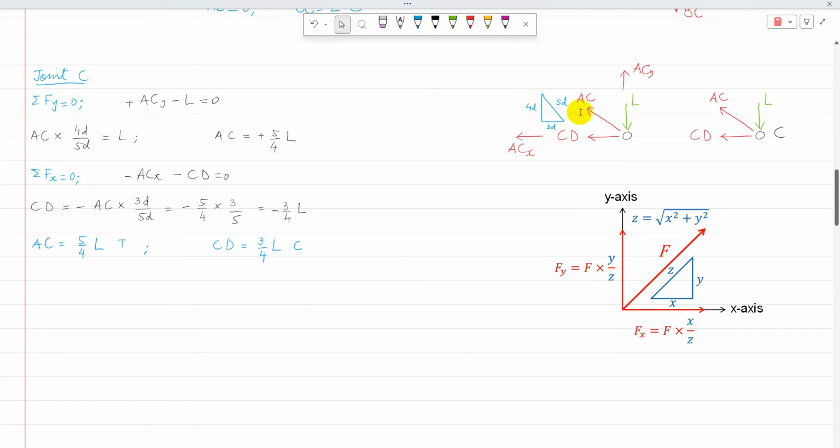Once AC is calculated, I can apply sigma Fx equal to 0. Both forces are towards the left, in the negative x direction, so both are taken as negative. Now AC is already calculated as 5 over 4 L, and the x component will be the horizontal side over the diagonal, which is 3D over 5D. So CD comes as minus ACX, so AC times 3D over 5D. After substituting AC as 5 over 4 L, CD comes as minus 3 over 4 L.